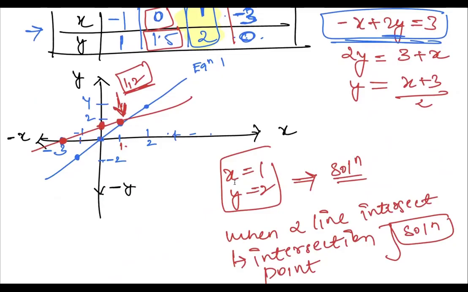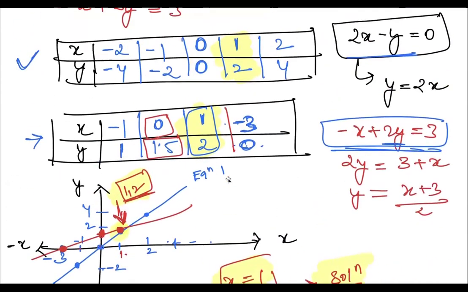This is our first line, and this is our second line. Wherever these lines intersect, that point is called the solution point. So where are these lines intersecting? At this point, x is 1 and y is 2, and this is our solution. Please tell me, did you all understand this, or do you want me to explain this again?